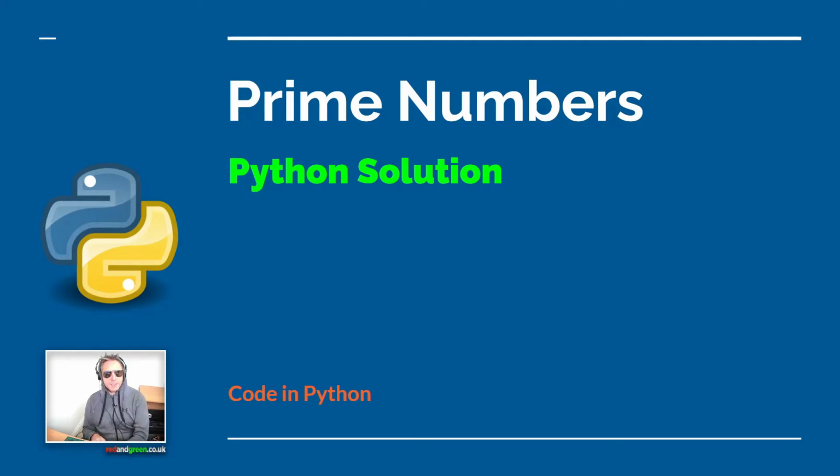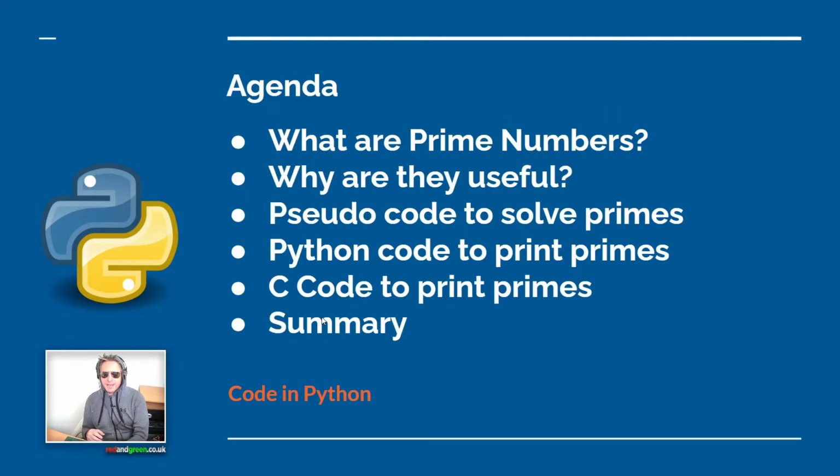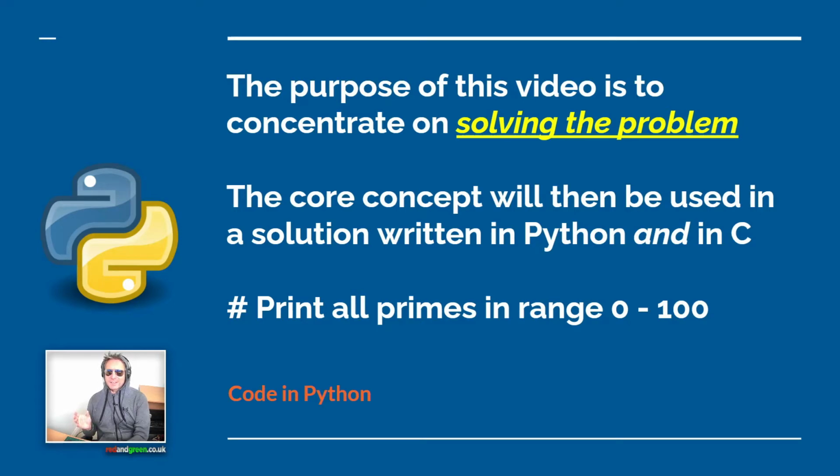So what we're going to do is look at prime numbers and why they're useful. We'll look at some pseudocode to solve prime numbers. Then we'll make some Python code that prints prime numbers to the screen. We'll look at some equivalent C code. The purpose of this video is to concentrate on solving the problem. The core concept is the same whether we're writing in Python, C, or any other language for that matter. The task is to print all primes in the range from 0 up to 100.